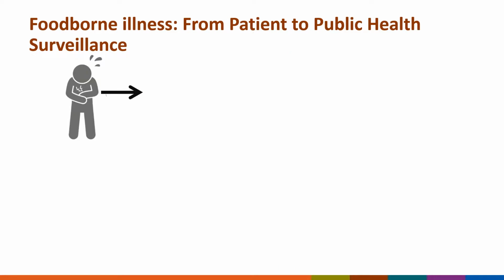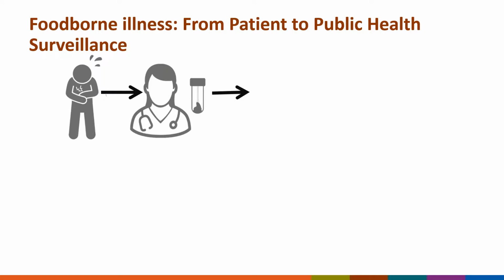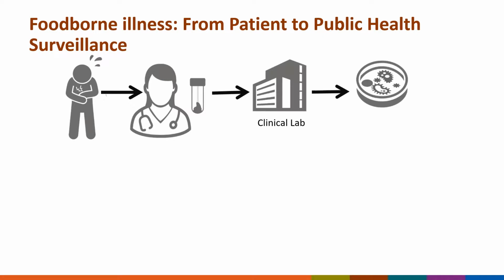And just a little history about how we go from an ill patient to sequence data in our PulseNet database. It starts with an ill patient. They go to their doctor and a sample is collected. That sample is then sent to a clinical lab where the pathogen is identified.